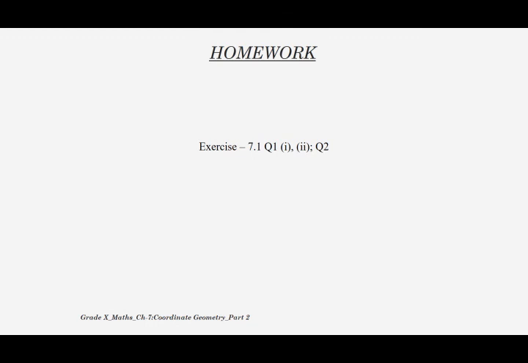Now we have come to the end of this session. Homework for this session would be exercise 7.1, question number 1, first part and second part, and question number 2. You have to apply only the distance formula in all these questions.